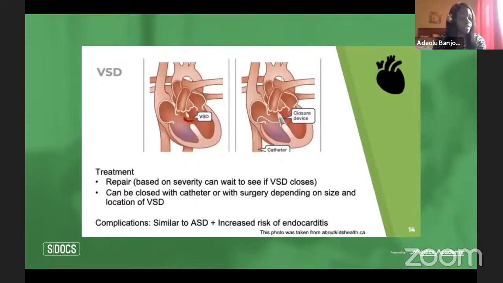So for your treatment of VSDs, you're going to potentially repair it. Some VSDs will close on their own, especially within the first year of life. But if you wait and the VSD is not closing, you'd want to repair it with either a catheter or with surgery, depending on the size and the location of the VSD. The complications of ventricular septal defects are very similar to those of atrial septal defects, but there's the added increased risk of endocarditis as well.